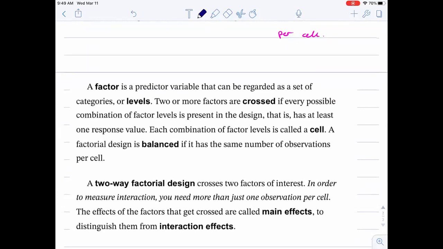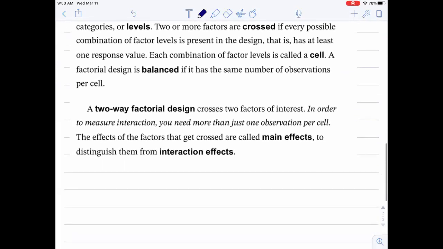Each combination of factor levels is called a cell, which we just established, and a factorial design, and they kind of sneak that under the radar, factorial design, but that's just when we've got these factors, right? And so we call that a factorial design balanced if it has the same number of observations per cell. So a two-way factorial design crosses two factors of interest, of course, and so that's what we've been doing ever since chapter 6, where we introduced that blocking term, right? And so we can move away from the blocking term and look at two treatments, but often it'll be a block and a treatment factor.